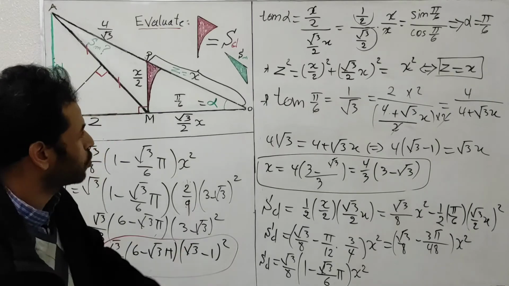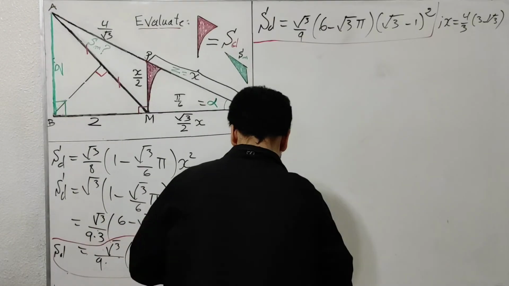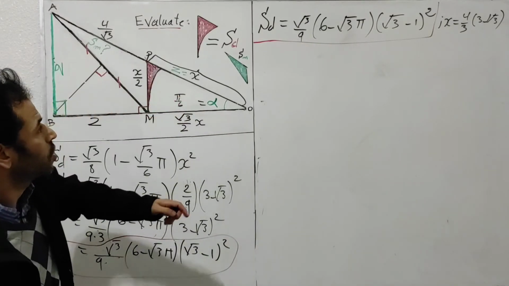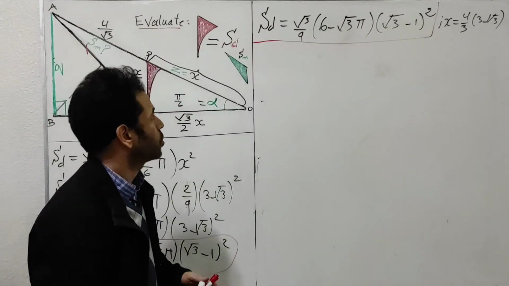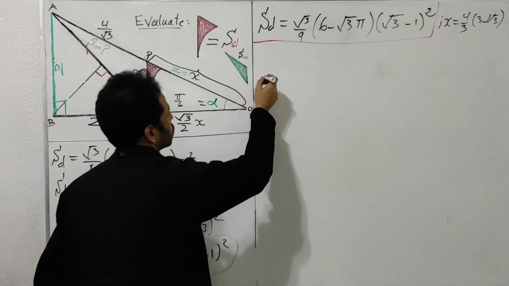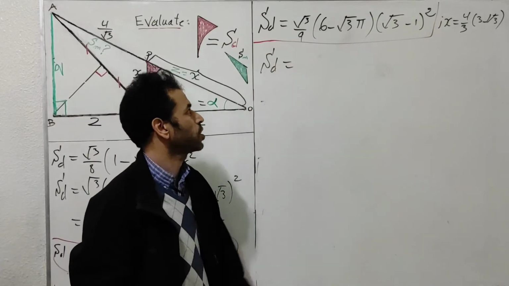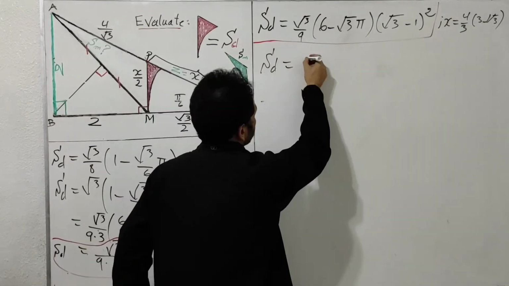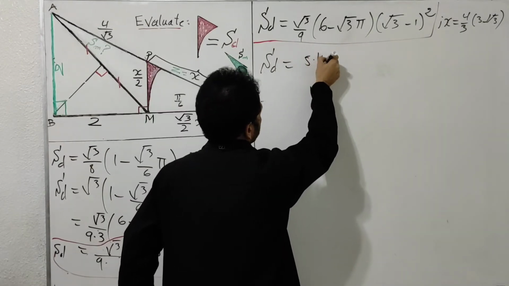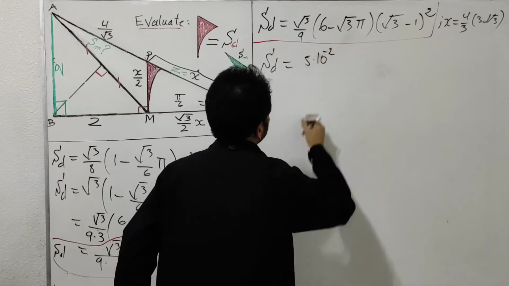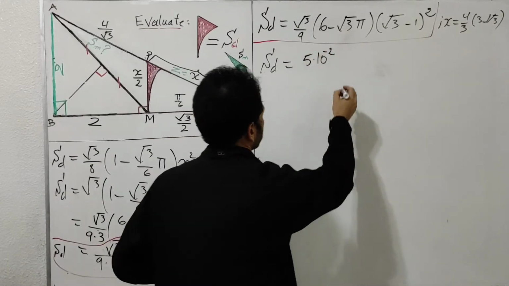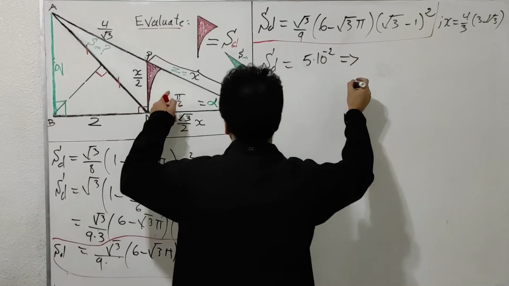Now I'm going to clean up the board and continue with our problem. So in the last board I was working on the shaded area and came up with this expression. Now I'm going to calculate the value of this shaded area. I'm not going through all the details. I'll just give the value of this one, 5 times 10 to the minus 2. Okay, it's a very small area. If you take the square root of this one, you will get xd.